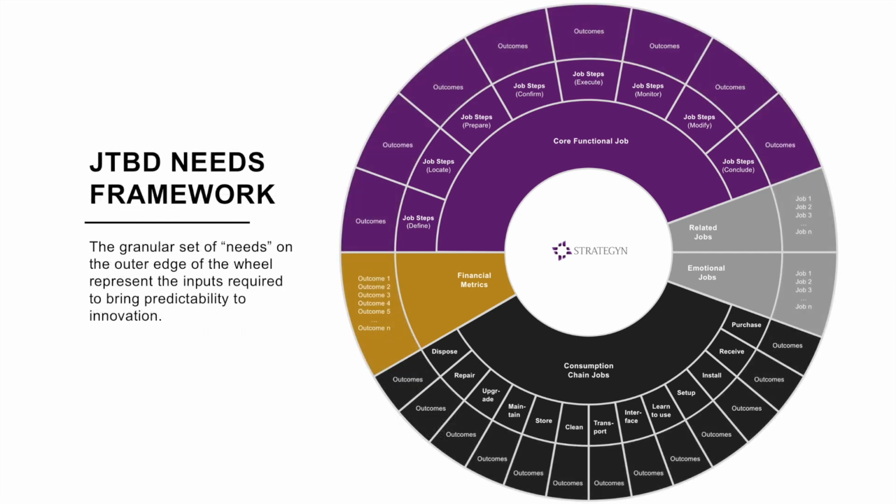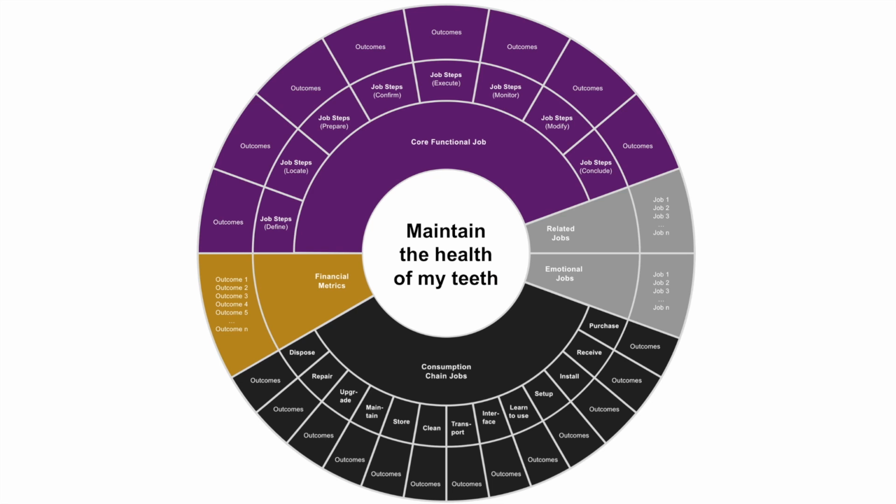And what we're getting at here is the complete needs framework, so we can look at all the inputs that we need that are listed on the outer edge of the wheel in order to make innovation predictable. So this includes the outcomes on the core job, outcomes on consumption jobs, related and emotional job statements, and the financial metrics. So let's give a quick example.